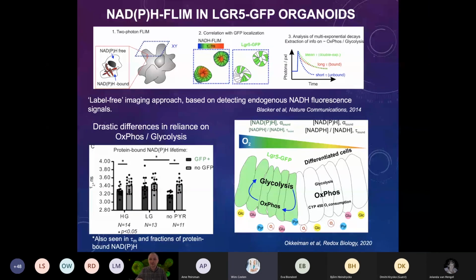So if you continue to stay with me, this is very interesting, and it shows how with very simple tools you can access the balance of energy production pathways in the complex model of the intestinal organoids.